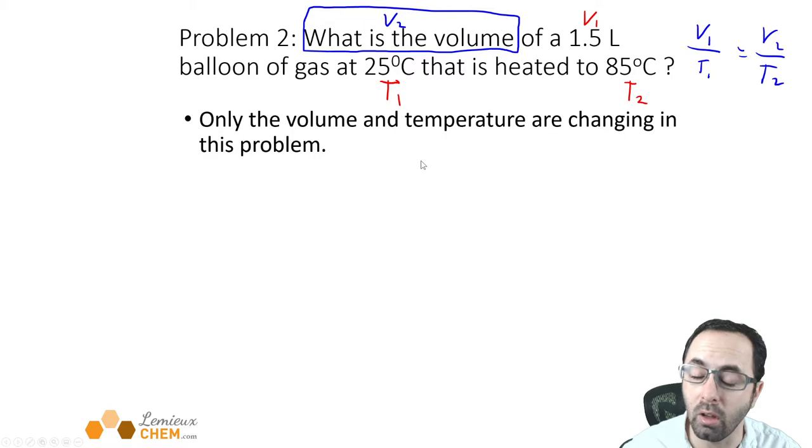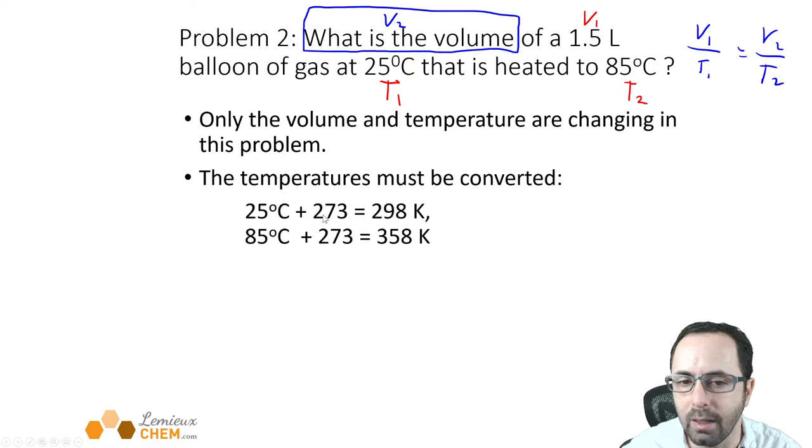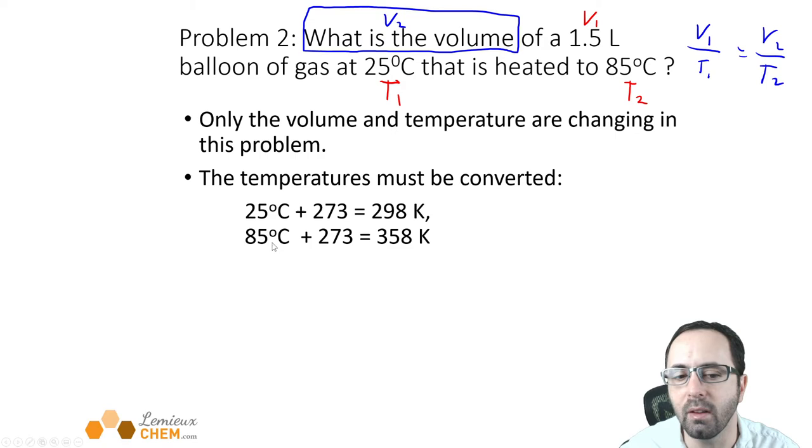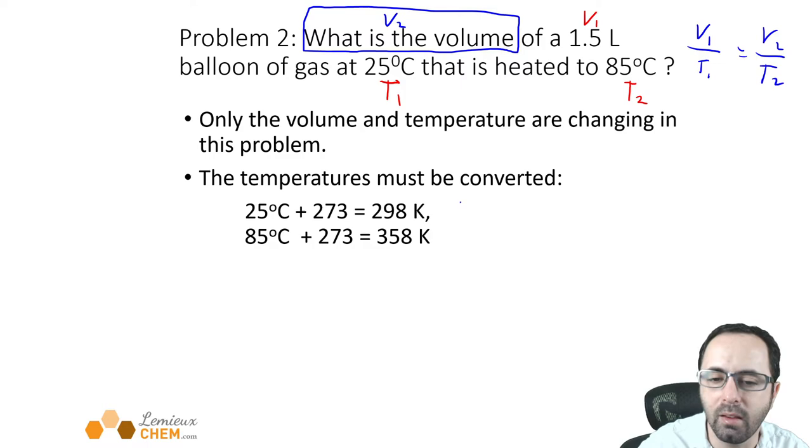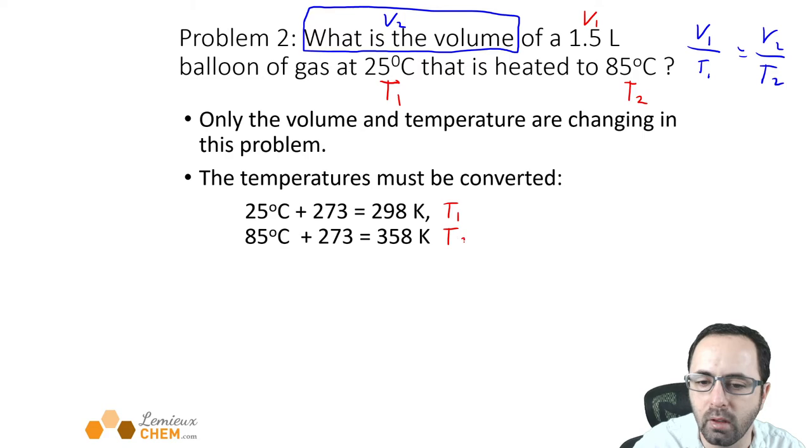So we add 273 to each of these temperatures. We have 25 degrees Celsius plus 273. That's T1. It's 298 Kelvin. And for T2, we have 85 degrees Celsius plus 273. That is 358 Kelvin. So this is what we want to use for T1, and this is what we want to use for T2, the Kelvin temperatures.